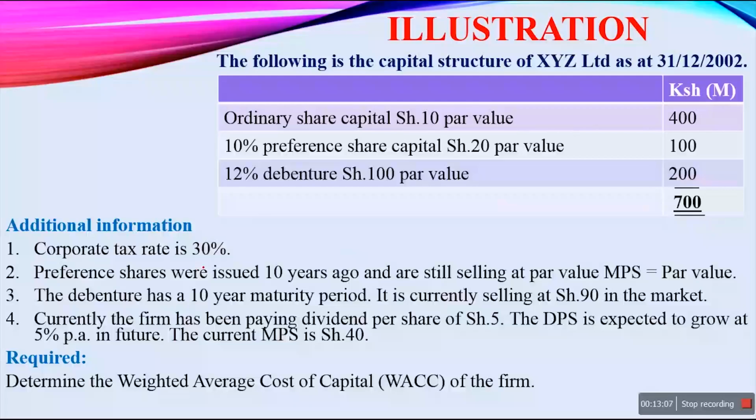The corporate tax rate is 30%, so 30% is our tax, so that is our T. Preference shares were issued 10 years ago and are still selling at par value. So MPS equals par value. That is the market price per share of the preference shares. This is what we refer to as P, the same as the par value, whereby preference shares were selling at 20 shillings, and even today they are still selling at 20 shillings because we are told they are selling at par value. So it means a share is selling at 20 shillings now. So our PP here is 20 shillings.